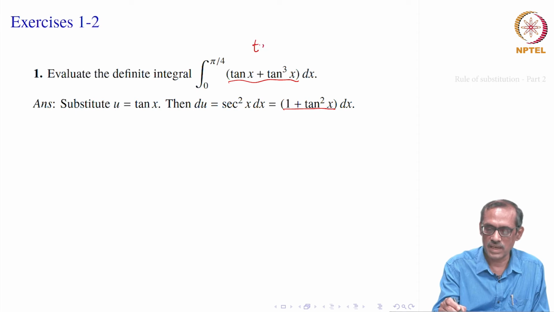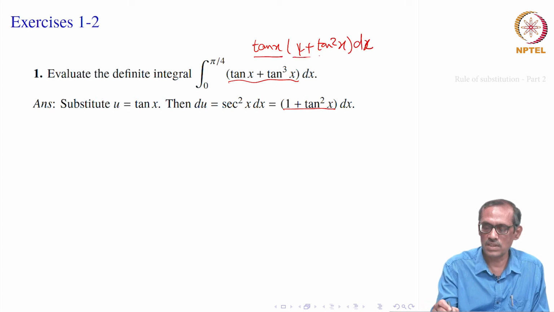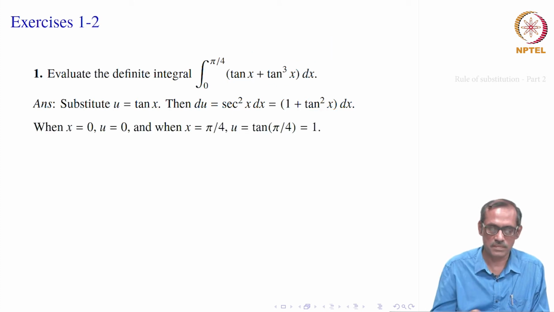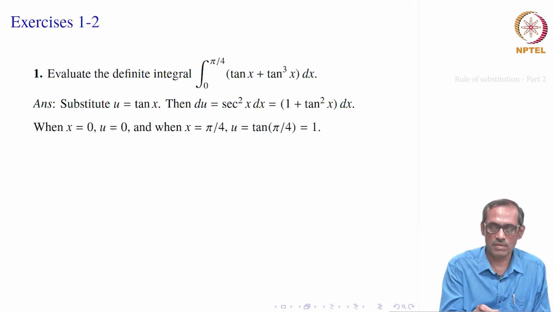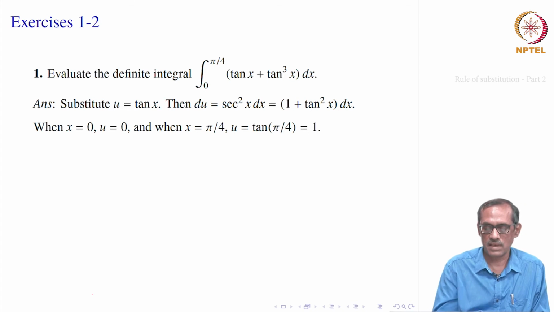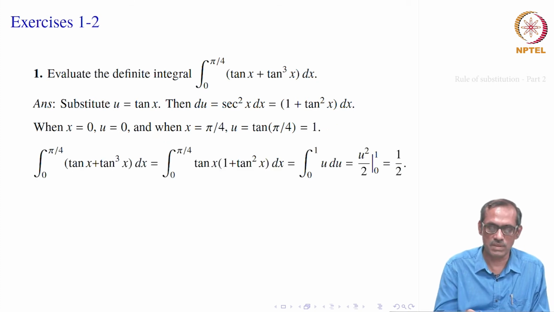This integrand is really tan x into 1 plus tan square x dx. So, this is your u and this is du, right. You have to find, of course, the limits. When x equal to 0, u is 0 because it is tan x, and when x equal to pi by 4, u equal to tan pi by 4, which is 1. So, the limits are from 0 to 1 of u du, right. That is, the integral from 0 to 1 of u du.